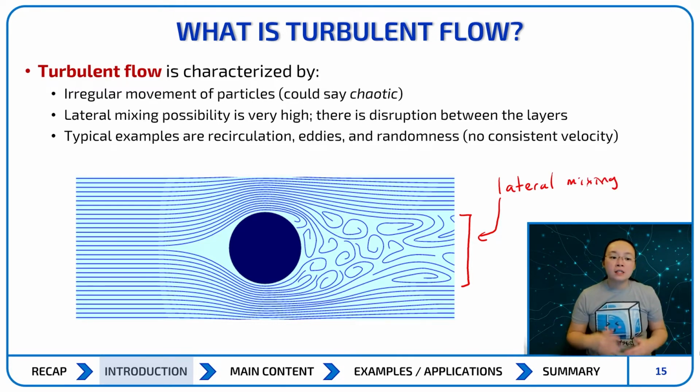You can see some of the layers are now below and above where they were before with respect to other layers. Typical examples of turbulent flow would be recirculation, eddies, and just random motion. So anything with no consistent velocity would be considered turbulent flow.